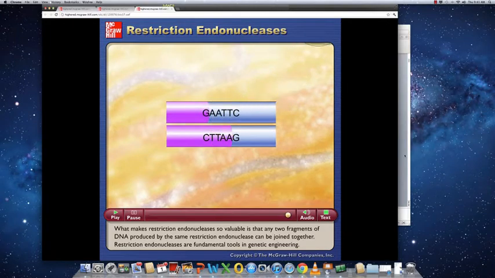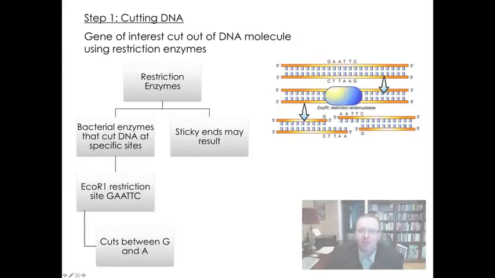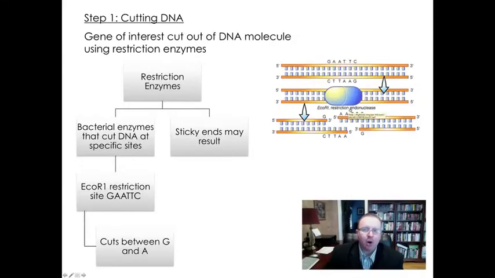All right, so we saw in that animation how the restriction enzyme EcoR1 cuts its DNA at the restriction site GAATTC, and the cut is made in such a way that the two strands have these overlapping or overhanging free nucleotide sequences, which end up being called sticky ends, and that's very important.